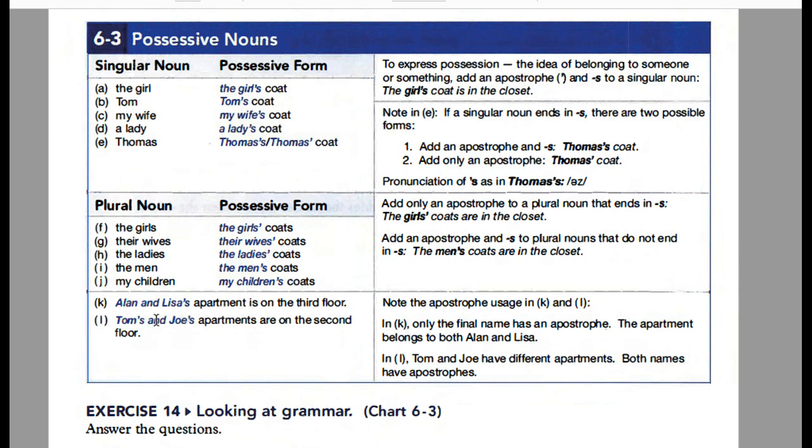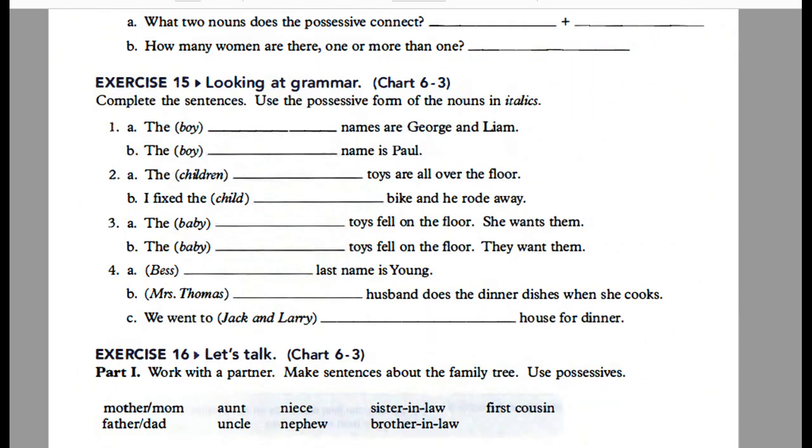But if we have separate people, like Alan and Lisa, living in different apartments, we have to say it like this: Tom's and Joe's apartments are on the second floor. That's the point here. We have two persons, and they are living in different apartments on the same floor, and that's why we make the apostrophe like this. Okay, Tom and Joe have different apartments. That's for analysis and explanation.